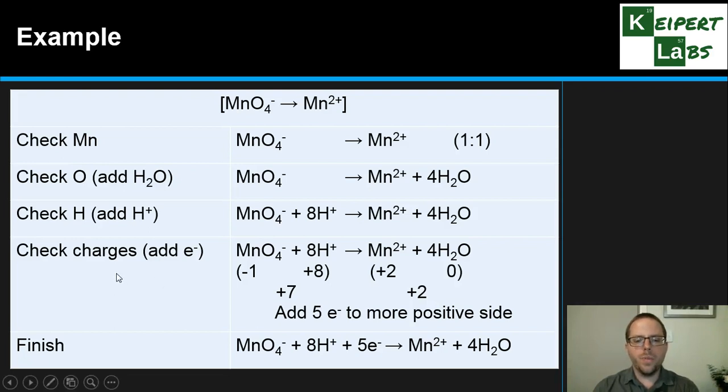Okay, and so the difference between the two sides is 5. We've gone from 7 to 2, so a difference of 5. We add 5 electrons to the equation on the more positive side, which in this case is the left-hand side. So we add 5 electrons to finish off and tidy up our equation. Because the electrons are on the left-hand side, this is a gain, therefore a reduction process. So this is a reduction half equation.